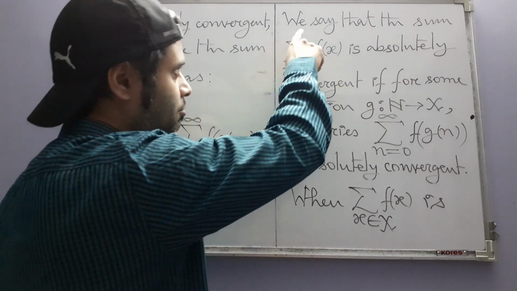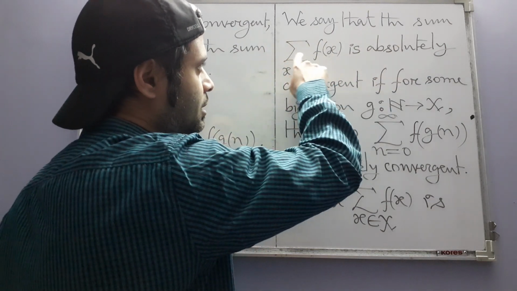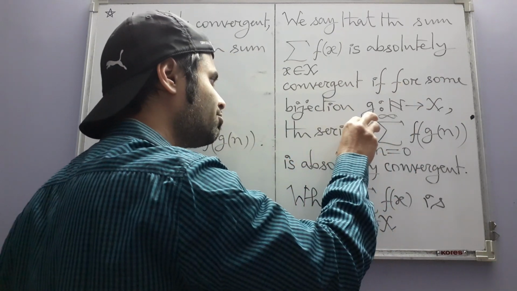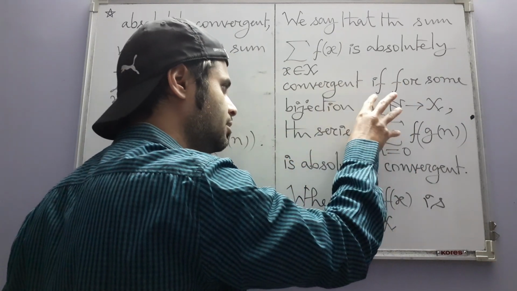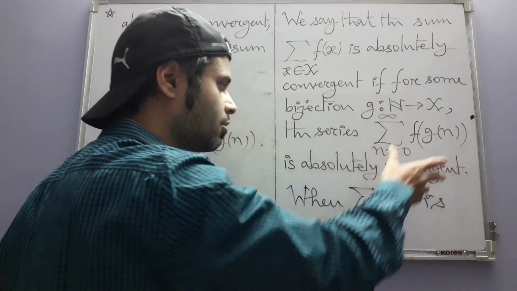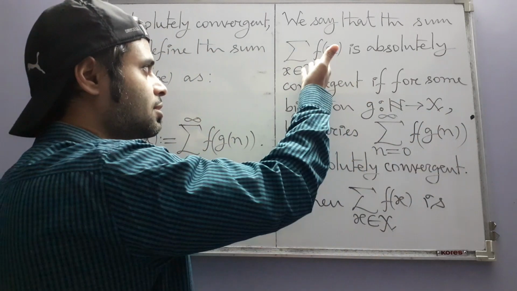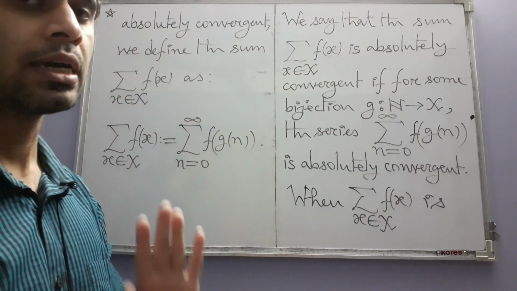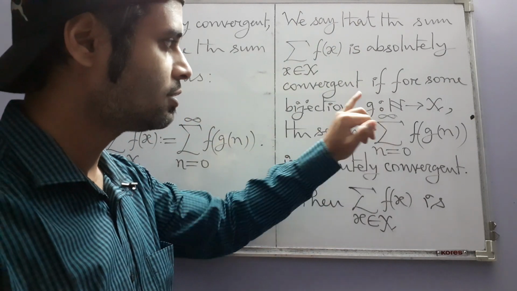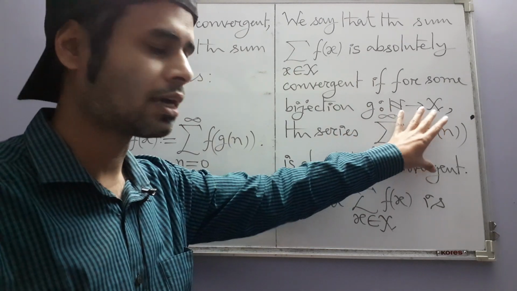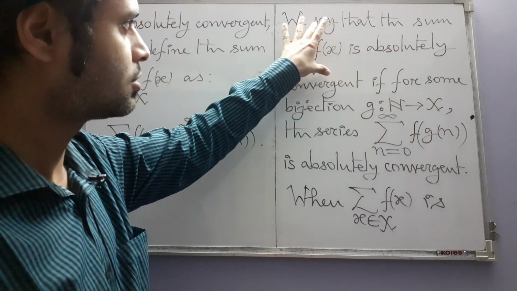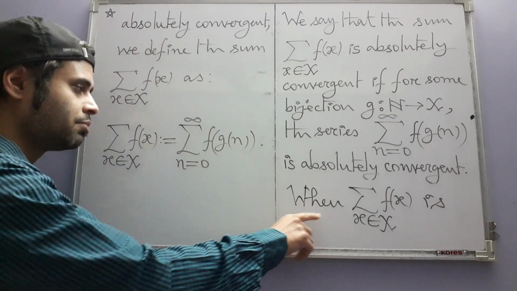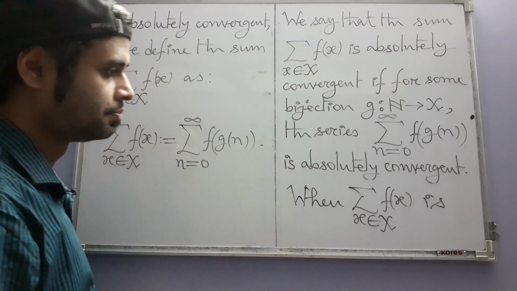However, note what the definition is saying. We say that the sum is absolutely convergent if for some bijection, if you find at least one bijection g for which this is absolutely convergent, then we are defining it to be absolutely convergent. So there is actually no problem. We just need at least one such g for which this one is absolutely convergent, then we are going to say that this is absolutely convergent. But there is a problem with this second part of the definition.